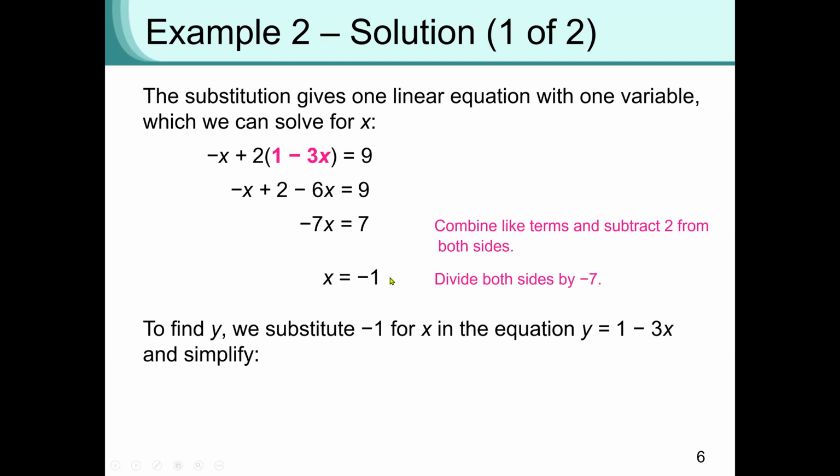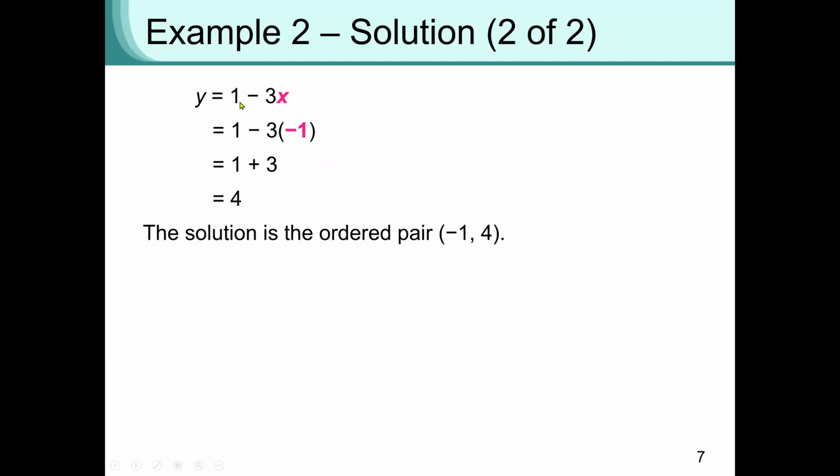But remember our first equation, y equal to 1 minus 3x. So now we know the value of x. We can substitute x into the first equation, and we can find the value of y. So y equal to 1 minus 3x. So 1 minus 3 times minus 1 gives us 1 plus 3, and our answer will be 4. So the solution will be minus 1 and 4. The first value is the x value. The second value will always be the y value.